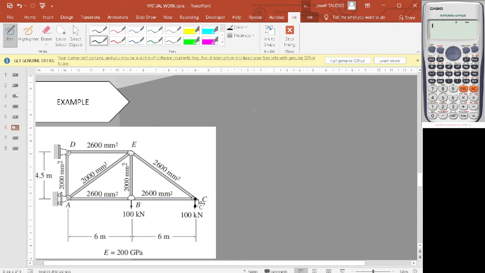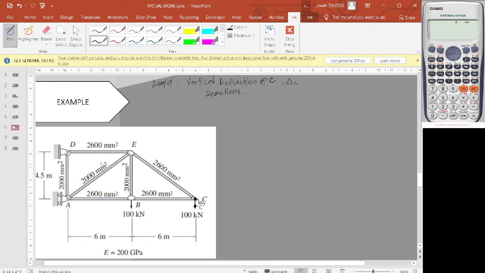Okay, so first, let me write the requirement. The required is for us to solve delta C. Let's make a clear requirement: determine the vertical deflection at C, delta C. First, we need to solve for reactions.